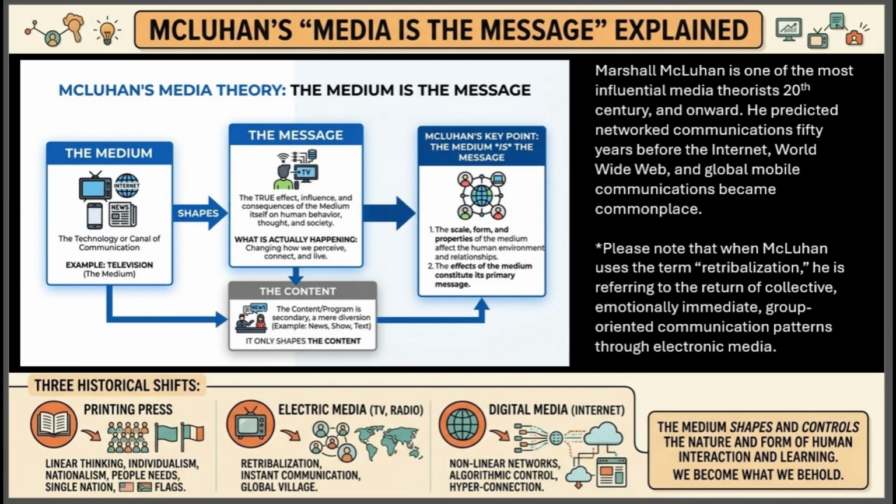A social media platform affects thought differently than a printed book. Television affects attention differently than radio, and digital media changes the speed and scale of communication dramatically. One thing I especially want students to notice is that McLuhan predicted many aspects of networked global communication decades before the internet became common. His work helps us think critically about how technologies shape human behavior.